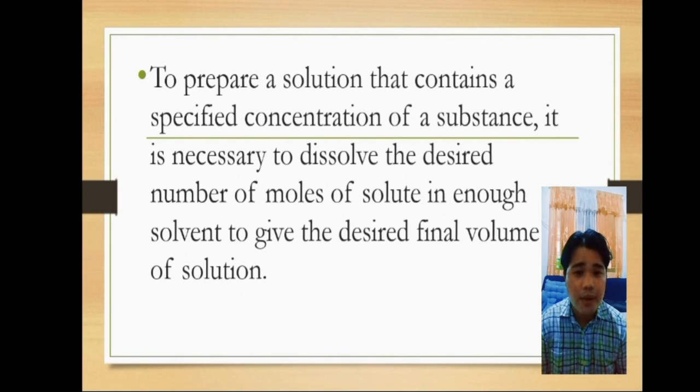Because the solute occupies space in solution, the volume of the solvent needed is almost always less than the desired volume of the solution. For example, if the desired volume were 1 liter, it would be incorrect to add 1 liter of water to 342 grams of sucrose because that would produce more than 1 liter of solution.